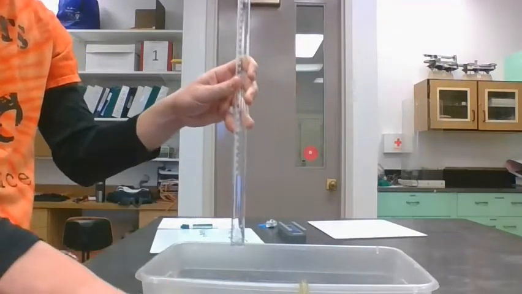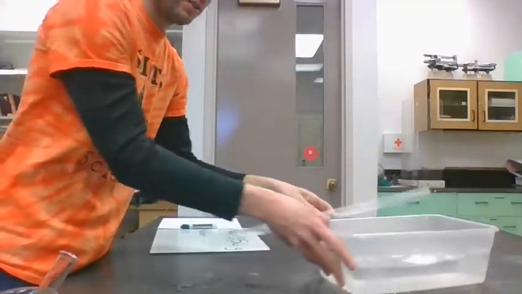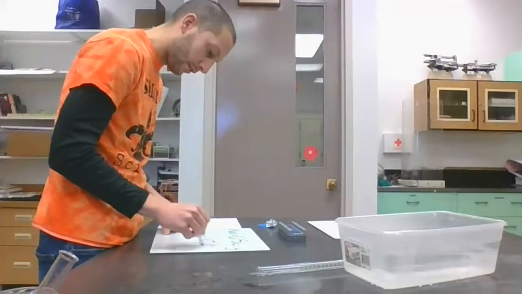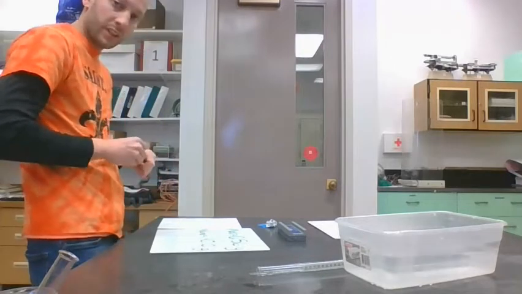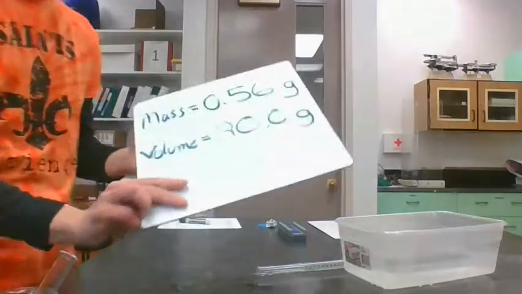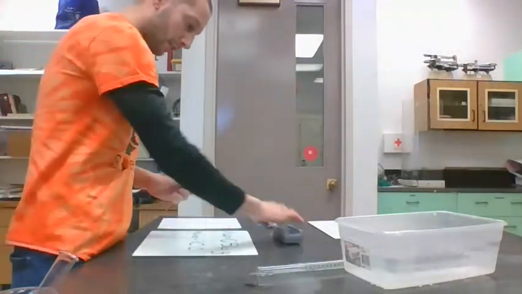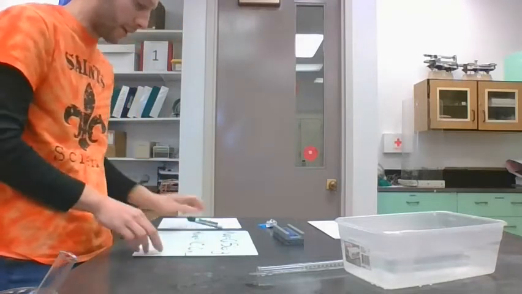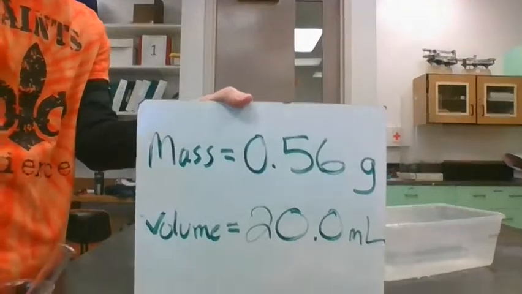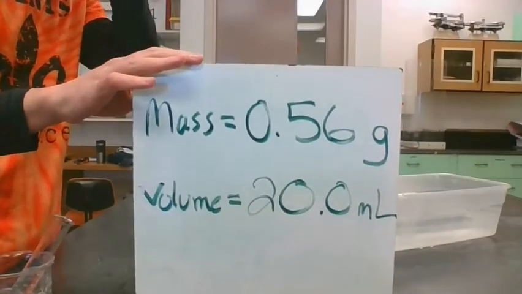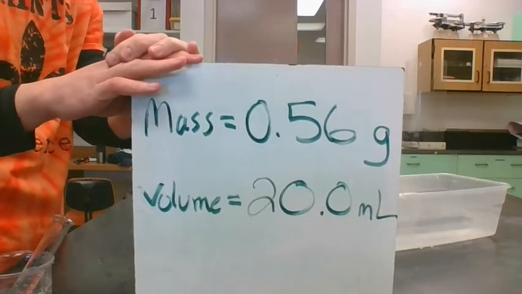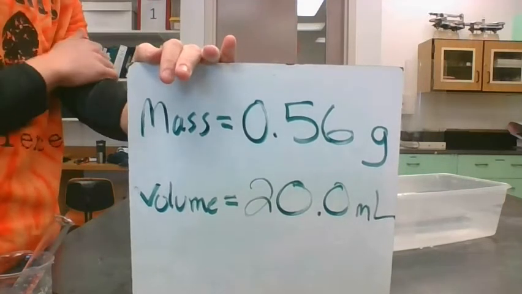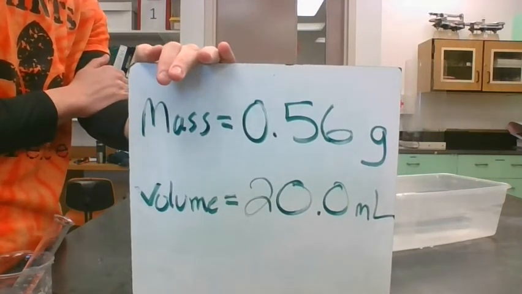So we collected 20, not grams, milliliters. Milliliters is the unit of measurement for volume that we use in science and metric. So 0.56 grams turns into 20 milliliters. Okay. So your last question then is to figure out what the density of that would be on your sheet.